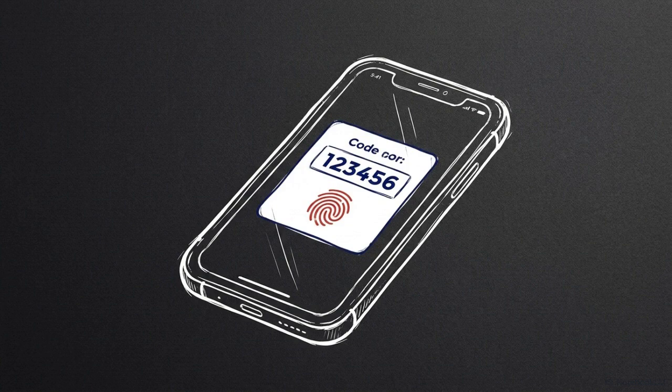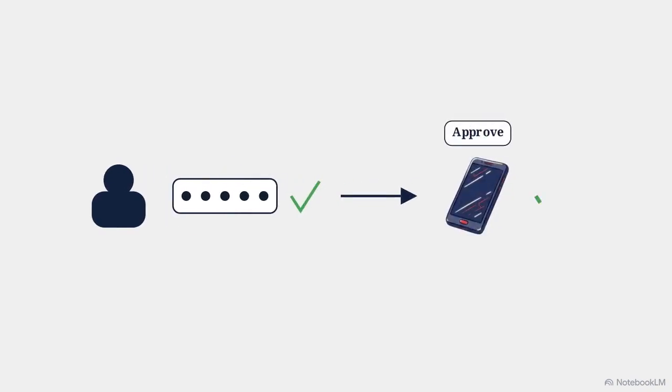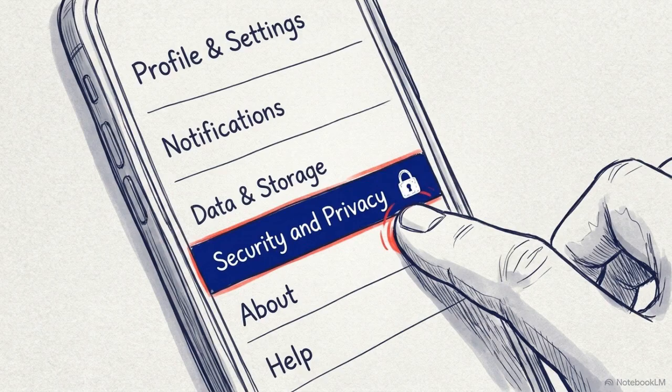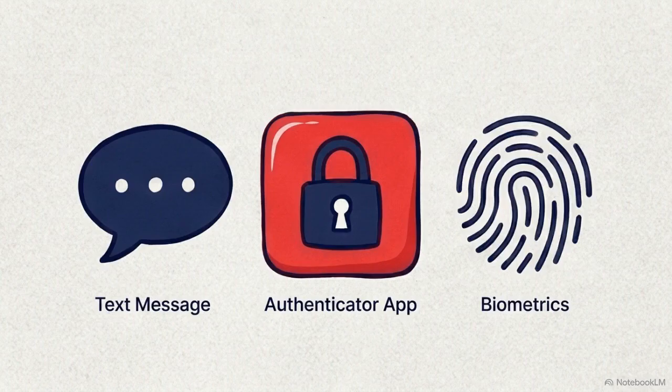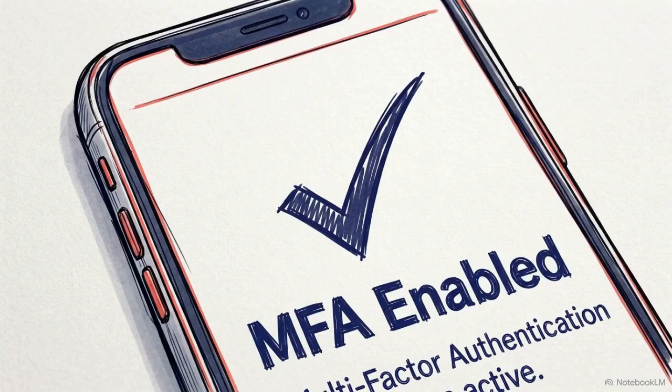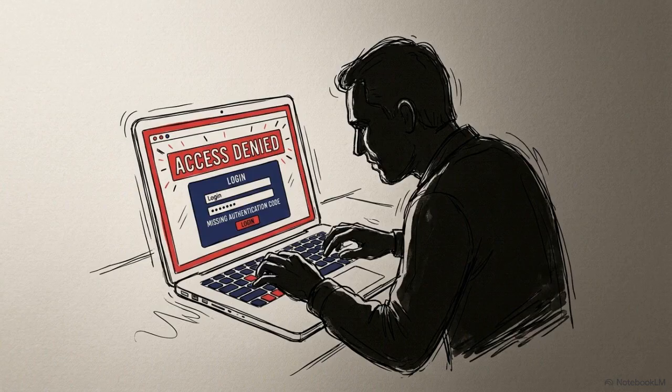Step 3 is enabling multi-factor authentication, or MFA. This creates a mandatory secondary check to confirm your identity whenever you log in. In your primary email or social media app, find the Security and Privacy or Account Settings menu. You generally have 3 choices: receiving a code via text, using a dedicated authenticator app, or using biometrics like your fingerprint or facial recognition. Pick your preferred method and follow the prompts until you reach the final confirmation screen. MFA effectively neutralizes the threat of a stolen password.